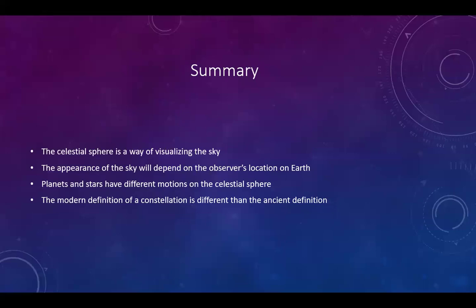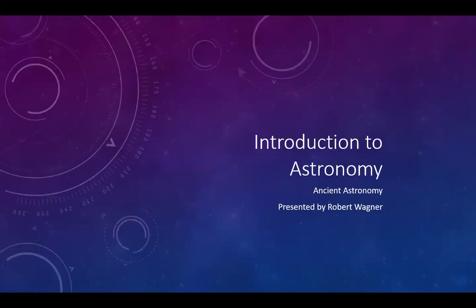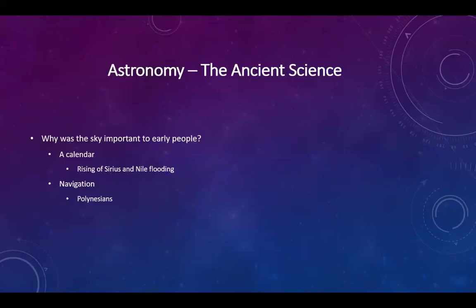Planets and stars have different motions in the celestial sphere. And the modern definition of a constellation is different from the ancient definition. So let's talk about ancient astronomy. The ancient science of astronomy was very important to early people.